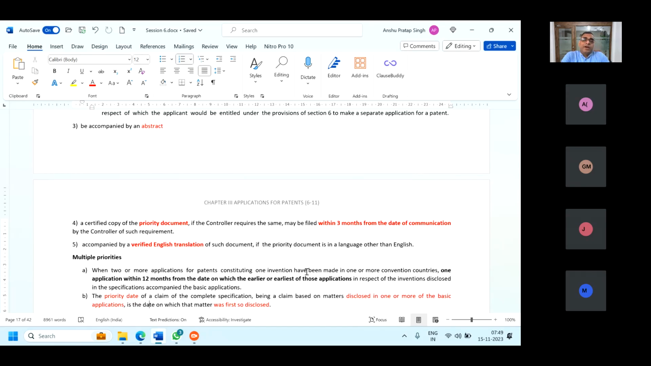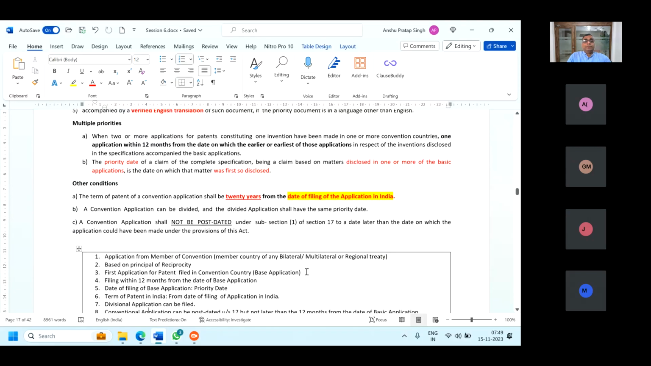Now, another problem which comes in the convention application is that the application may not be in English, the language in which we deal. So if it is not in English, it has to be accompanied by a verified English translation of such document. The priority document should be translated and then submitted to us.